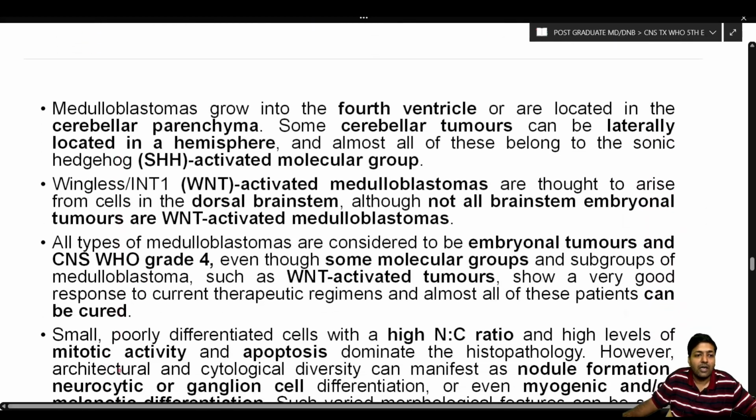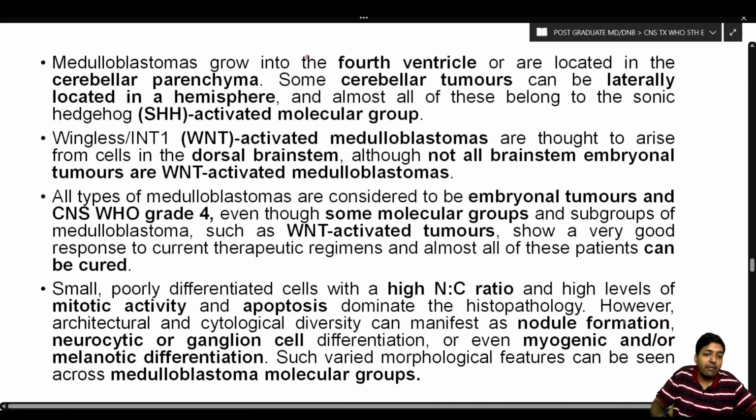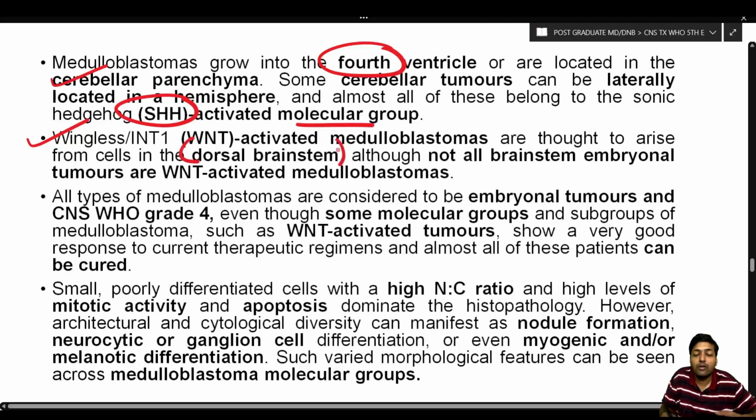Okay. Now, medulloblastomas, if you see, are growing mainly in the 4th ventricle and are located in the cerebellum, cerebellar parenchyma. So, some cerebellar tumors can be laterally located in the hemisphere, and almost all of these medulloblastic tumors which are located laterally in the hemisphere are SHH activated molecular group. Very important point. Whereas the WNT activated medulloblastomas are thought to arise from the cells of the dorsal brainstem, although not all the dorsal brainstem embryonal tumors are WNT activated.